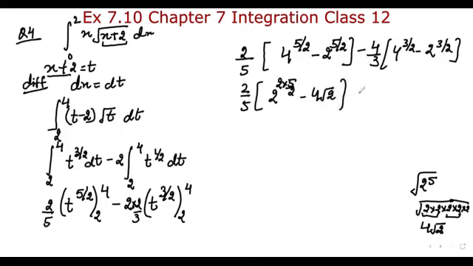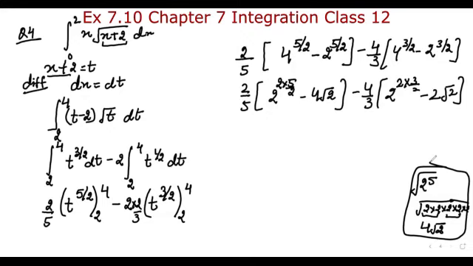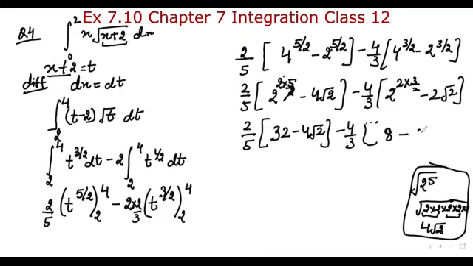How I have solved it here, minus 4 by 3, and 4 power 3 by 2 is 2 power 2 into 3 by 2 minus 2 root 2, because 2 power 3 by 2, I solved here root 2 power 5. You can solve 2 power 3 by 2 in the same way. So this is 2 by 5, and this will cancel. So this will be only 2 power 5, means 32 minus 4 root 2. This is 4 by 3, and this will be 8 minus 2 root 2.